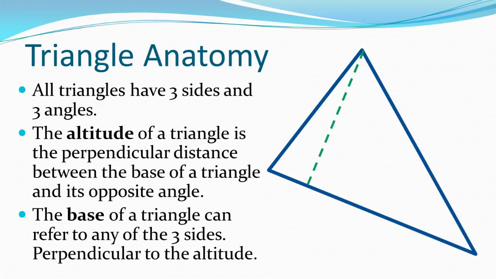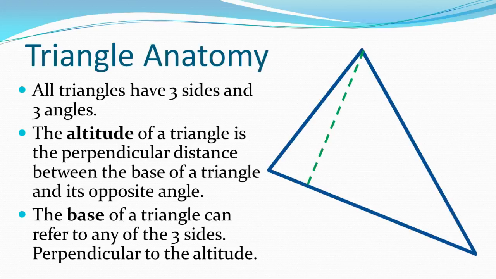So in this case, here's an example of an altitude. It makes a 90-degree angle with one of my sides, and it goes straight to the opposite angle. Here's another example. It makes a 90-degree angle with the side and goes directly to the opposite angle. And yet another example. It makes a 90-degree angle with the side and goes directly up to the opposite angle.